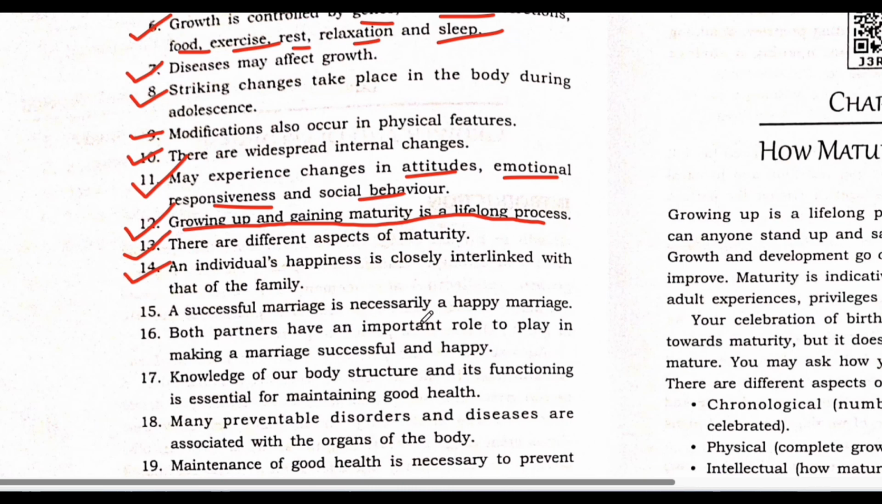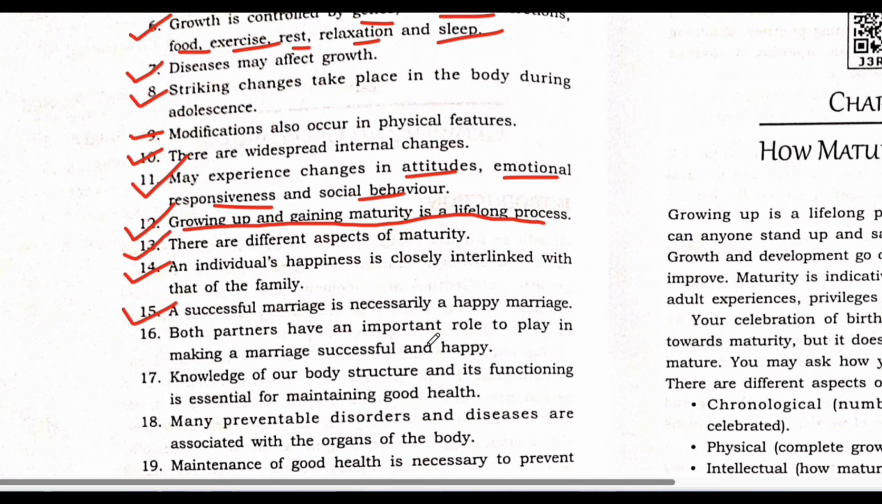A successful marriage is necessarily a happy marriage. Now again they are talking about the marriage. Excited, no? So they are talking about a successful marriage. See, when can we say a marriage is successful? We can say that the marriage is successful only when it is a happy marriage, all right. A successful marriage means a happy marriage, which means the husband and wife, they live happily with one another.